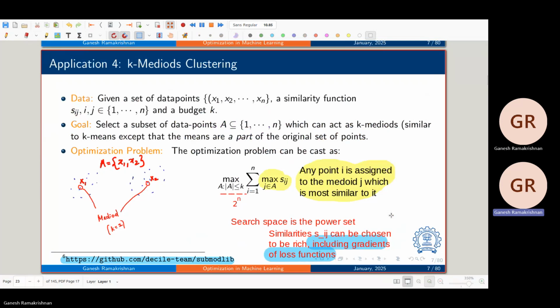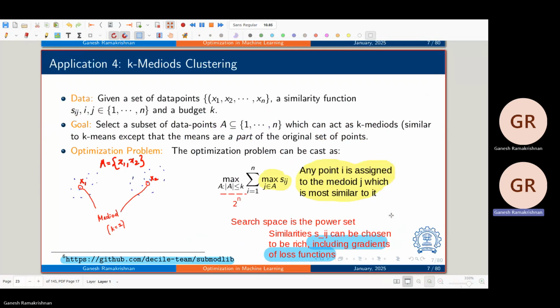Otherwise, if I have to just solve this by brute force, how complex will it be? I'll have to explore the power set, right? I have to look at 2 raised to n possible A's. Of course, I put a cardinality constraint. I said size of A should not exceed K.